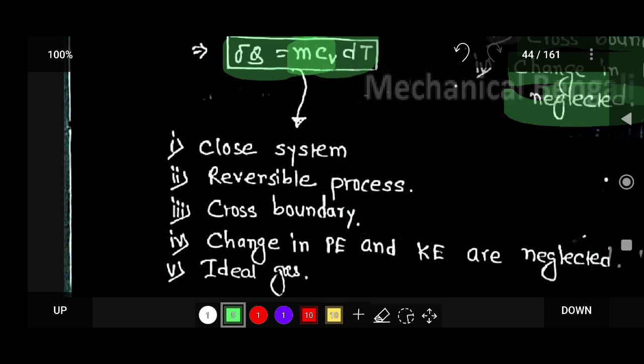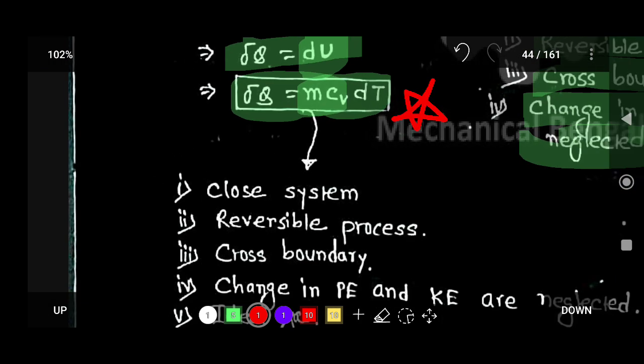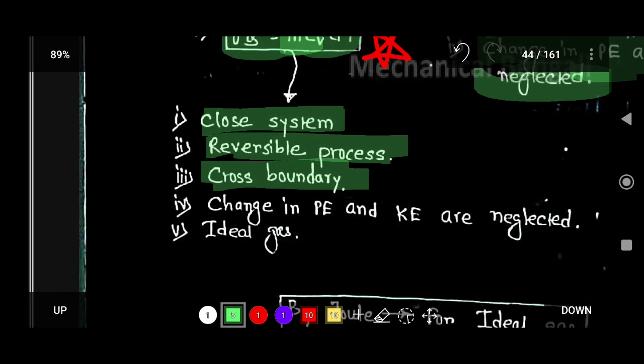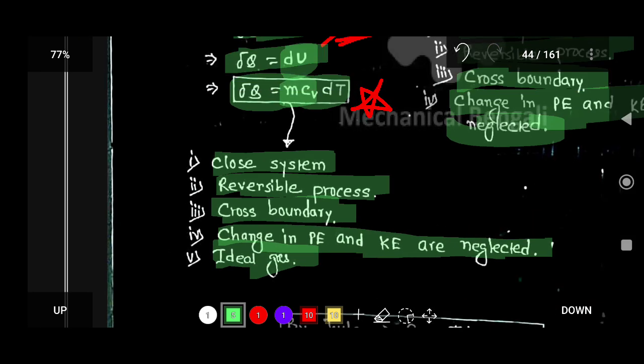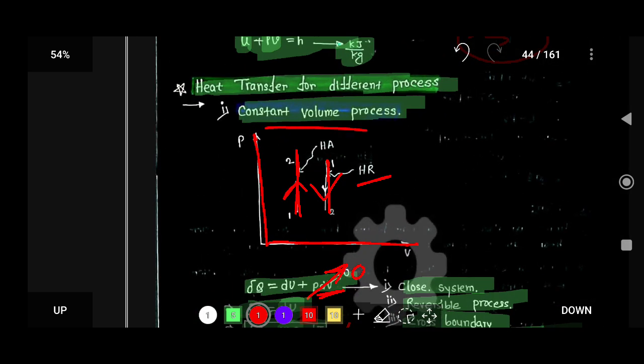This is very important. This equation is applicable only when it is a closed system, reversible process, cross boundary. Cross boundary means heat and work can transfer through the boundary. Also, change in kinetic energy and potential energy are neglected, and it is an ideal gas. If these conditions are there, then you can apply this formula: del q is equal to m cv dt. This is for the constant volume process.